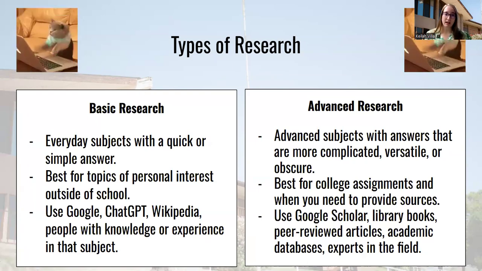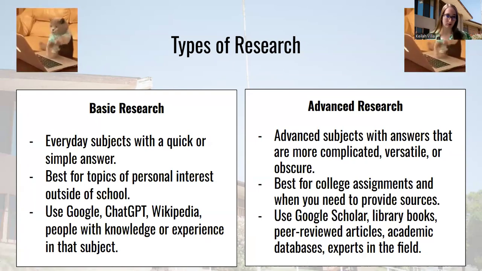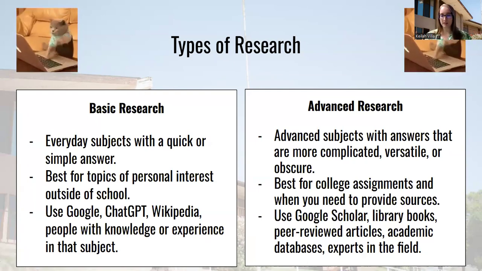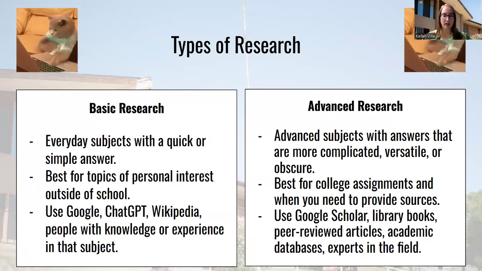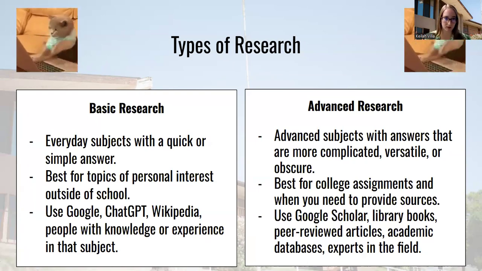But there are two main types of research. There's basic and there's advanced. Basic research is everyday subjects with a really quick or simple answer. These are best for topics of personal interest outside of school. This is perfect for using Google, ChatGPT, Wikipedia, people with knowledge or experience in that subject.